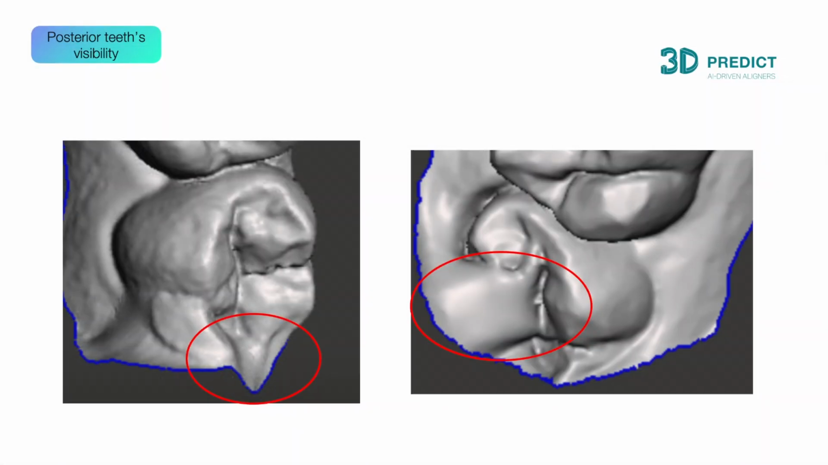Posterior teeth visibility is very important since the trays will extend over the molars to provide anchorage for a lot of the movements that we perform. So take a few extra minutes to capture the whole anatomy of those second molars.